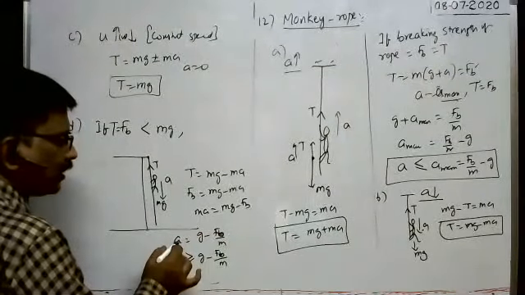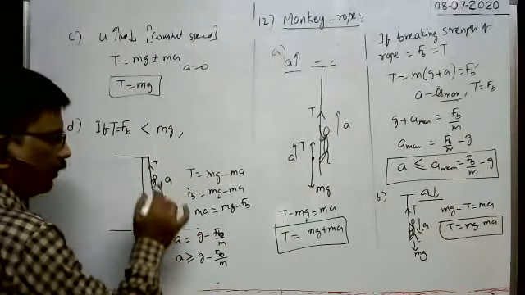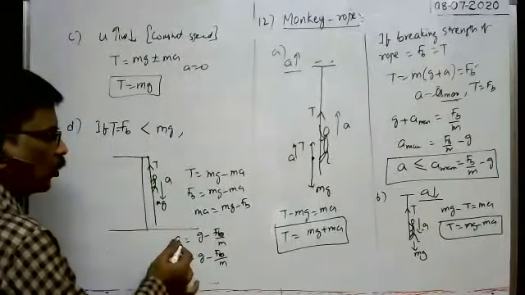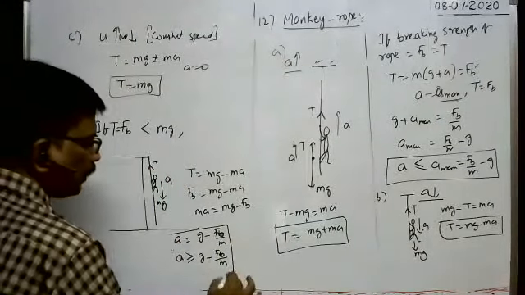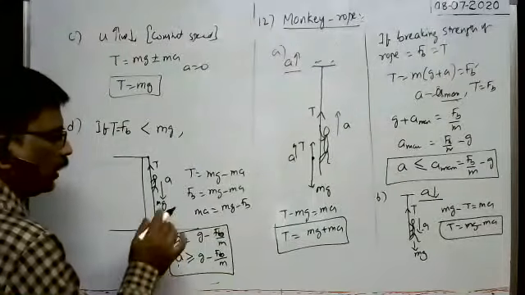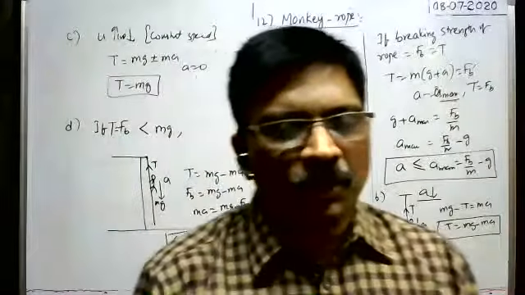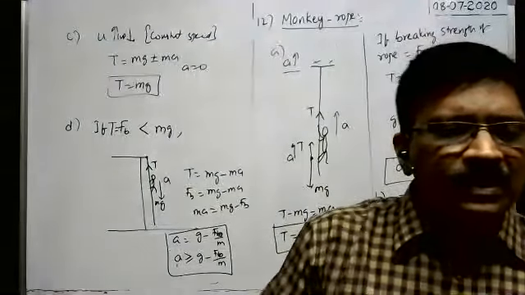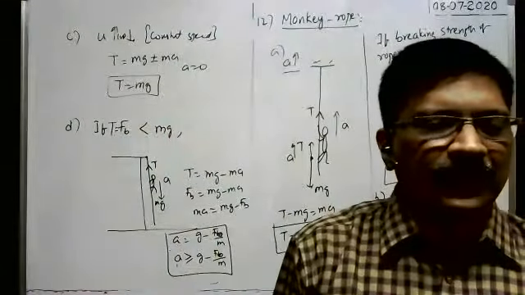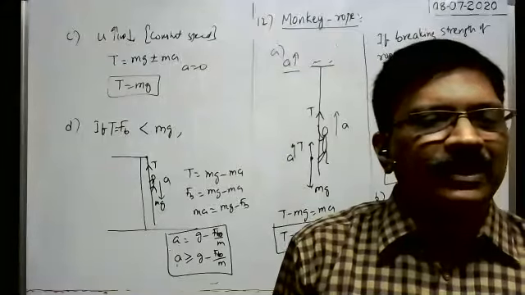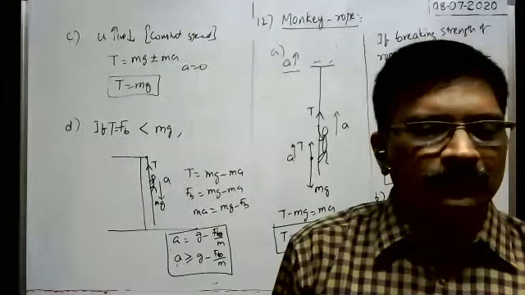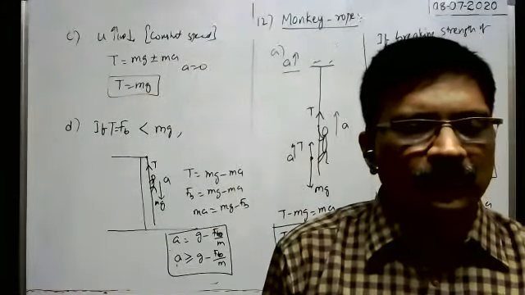Sometimes you will be given this value: with what acceleration can the monkey come down, sliding down along the rope? This is the answer. This is the condition and this is the value. In this way, they may ask. If the monkey comes down or moves up with constant velocity, in the upward or downward direction, then the tension developed is equal to the weight mg only.